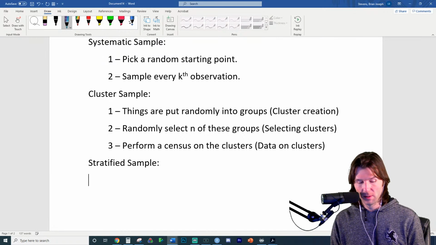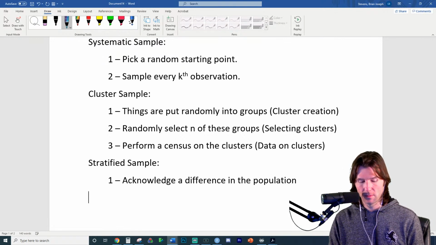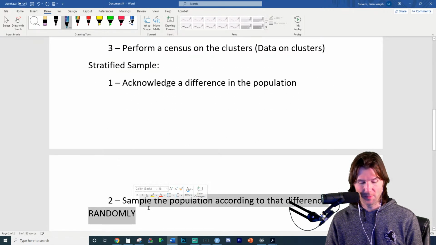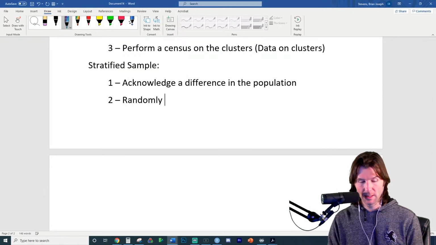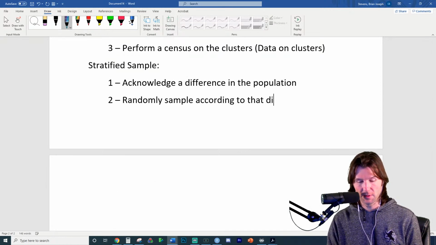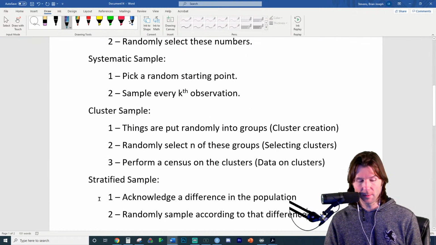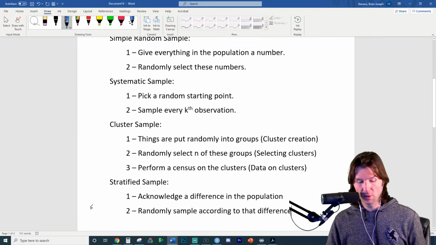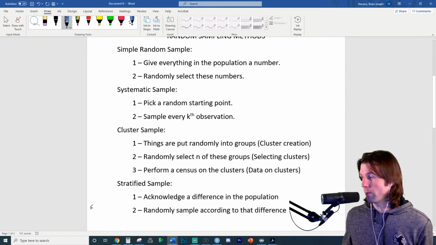Stratified sample. This is where you acknowledge a difference in the population. Sample the population according to that difference. Randomly. So randomly sample according to that difference. So I think a lot of times people get confused on cluster and stratified because you're taking groups. And so this is where a lot of the confusion arises. They're like, wait, you're talking about a group, you're talking about a cluster.